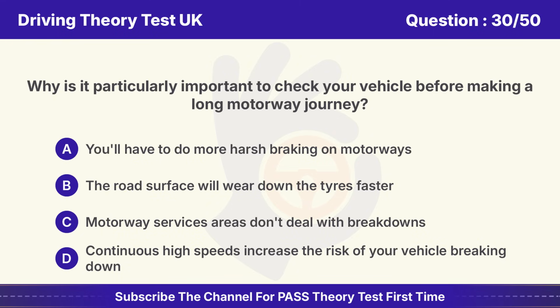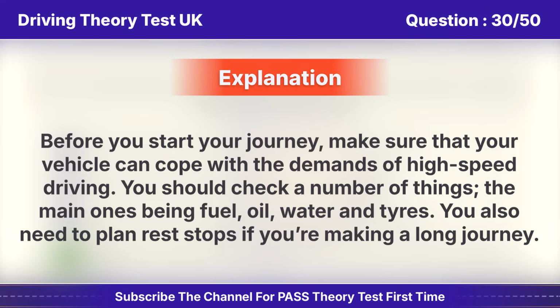Question 30. Why is it particularly important to check your vehicle before making a long motorway journey? Answer is D. Continuous high speeds increase the risk of your vehicle breaking down. Before you start your journey, make sure that your vehicle can cope with the demands of high-speed driving. You should check a number of things, the main ones being fuel, oil, water, and tires. You also need to plan rest stops if you're making a long journey.